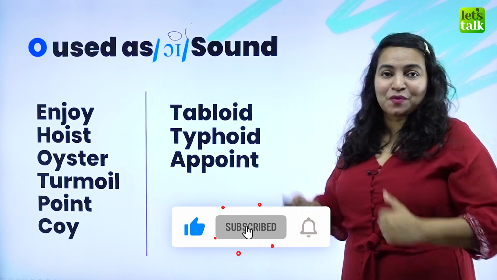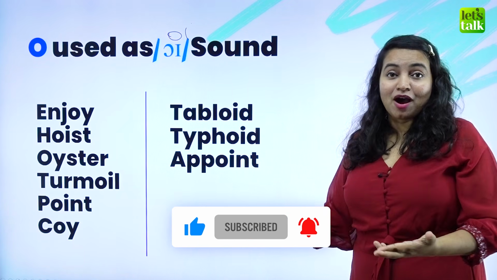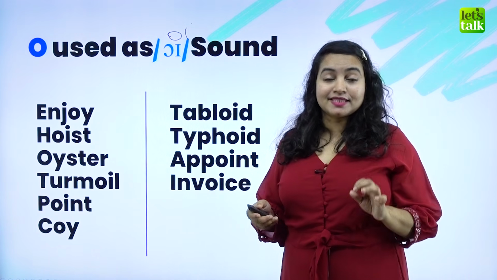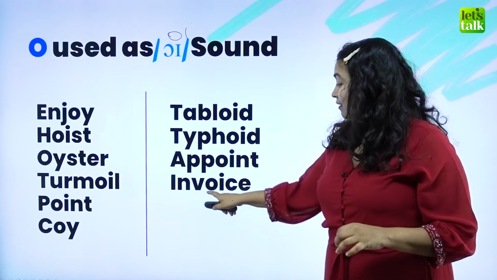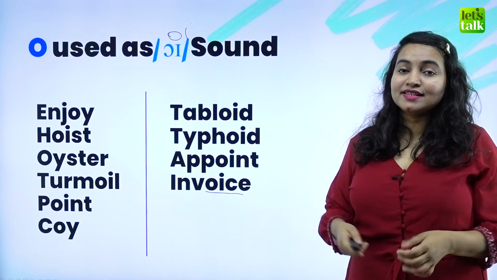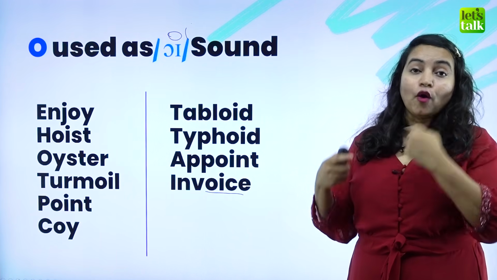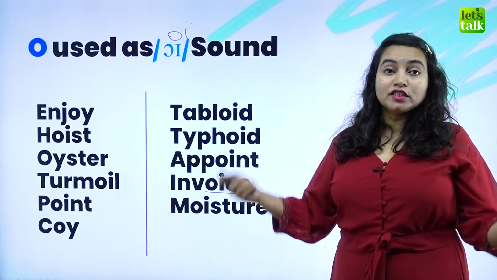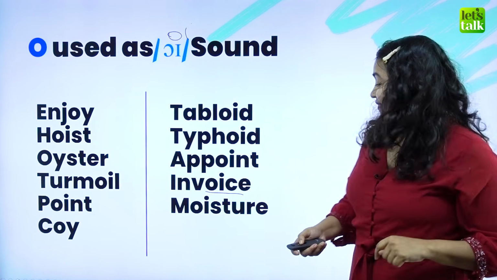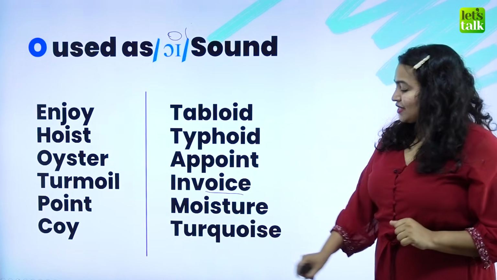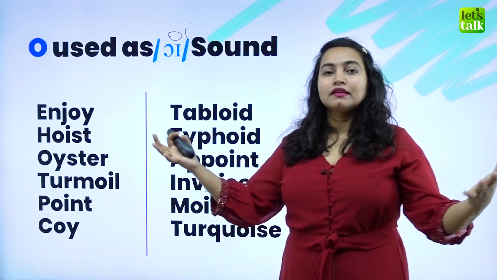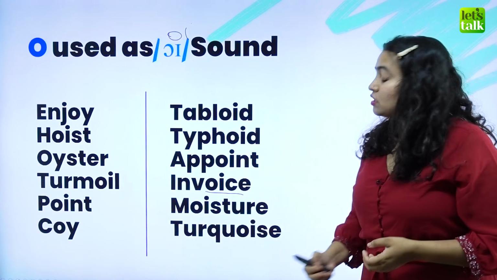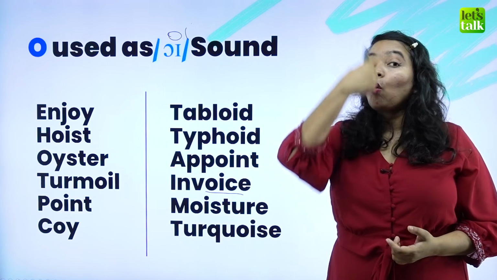You appoint someone when you get a job, right? Appoint. The next word, invoice. Okay, which means that it's a bill. The other word for bill is an invoice. Oi. The next word, moisture. Moisture. Moi. Okay. And the last word, now this is a very beautiful color. It looks like a mix of a sea green and a bit of a blue. It's called a turquoise. Turquoise.